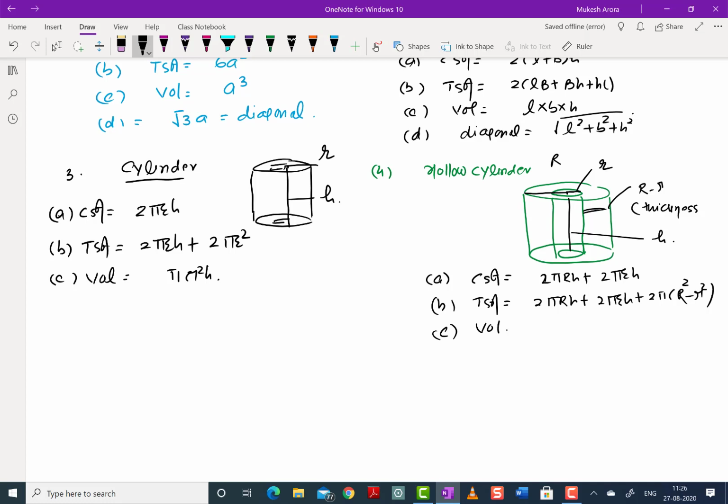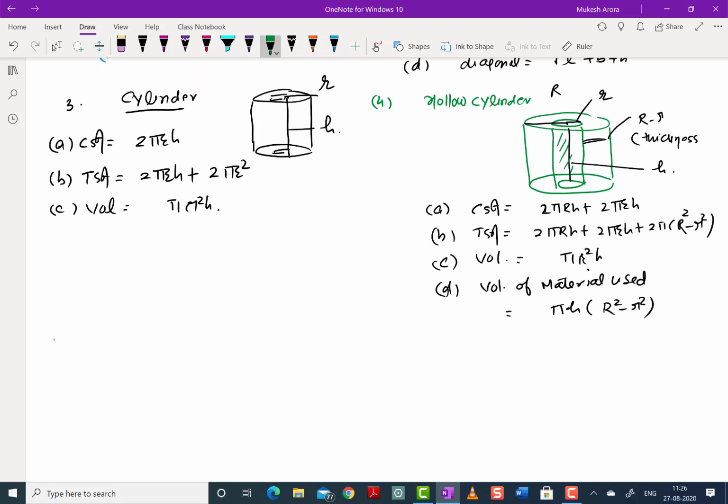Volume means the inside, that is the volume. Volume means pi r square h. And when it is asking for the volume of material used to make it, that is volume of outer minus volume of inner.